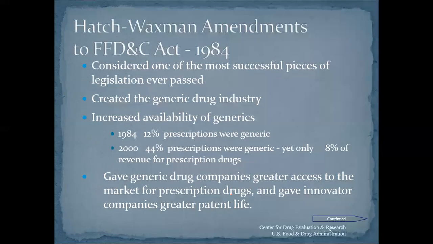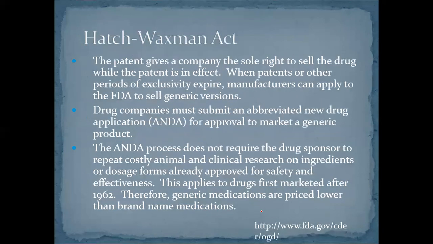Based upon this, we had one of the landmark amendments, the Hatch-Waxman Amendment, which was passed in 1984. This is considered one of the most successful pieces of legislation, and it created the generic industry. How did it happen? Generics were 12% in 1984, which increased to 44% in 2000. This gave generic drug companies greater access to the market for prescription drugs, and gave innovator companies a greater patent life.